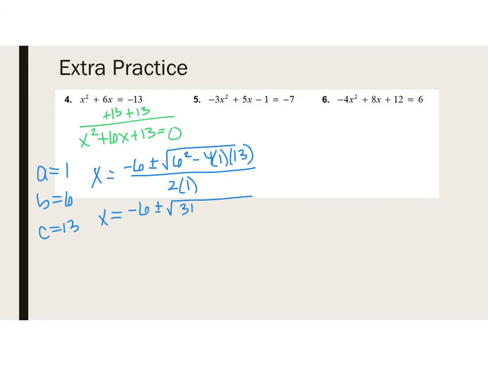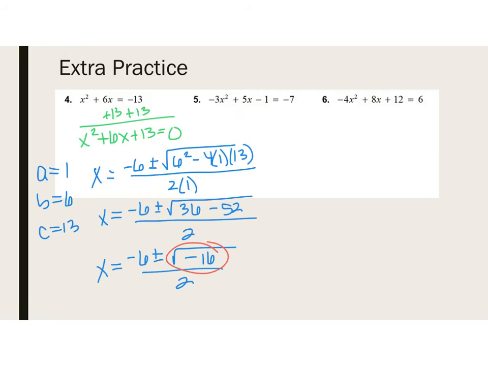This is going to be 36. And then negative 4 times 13, 52. 36 minus 52 over 2. So that's x equals negative 6 plus or minus the square root of negative 16 over 2. So now we need to look at the square root of negative 16.